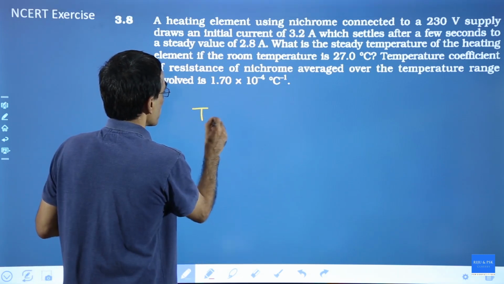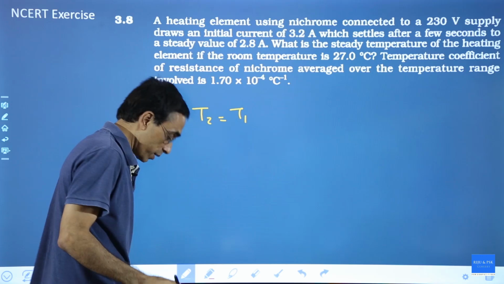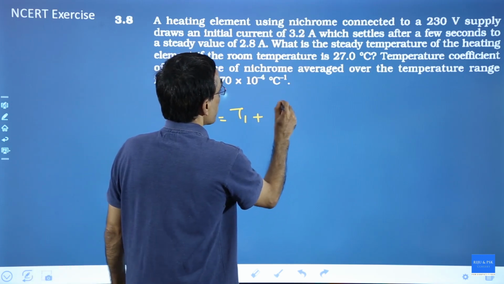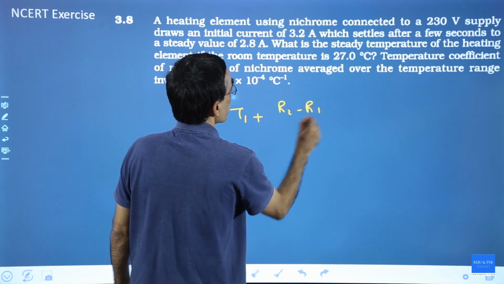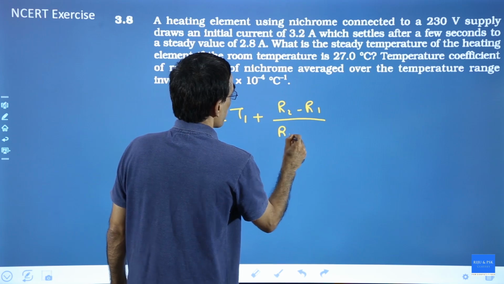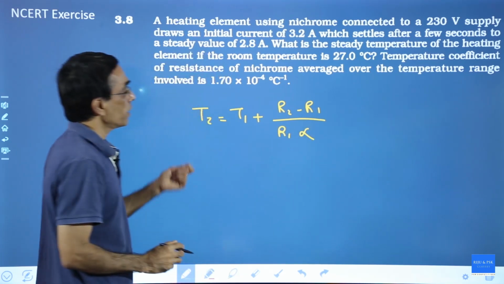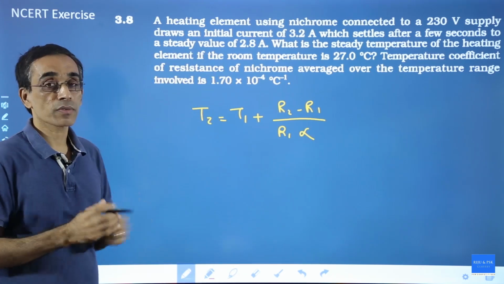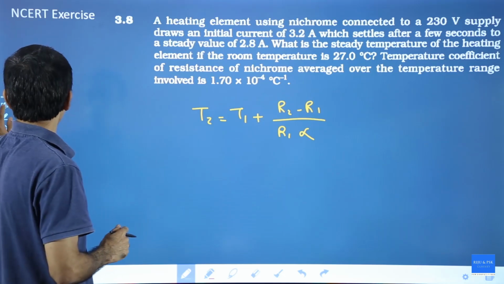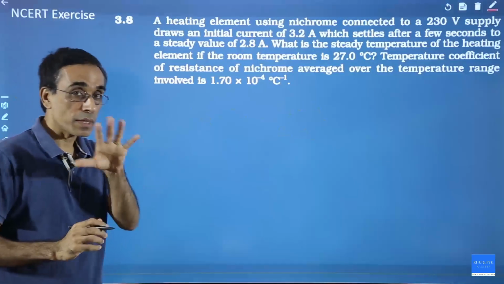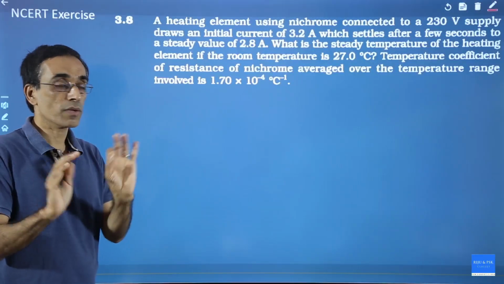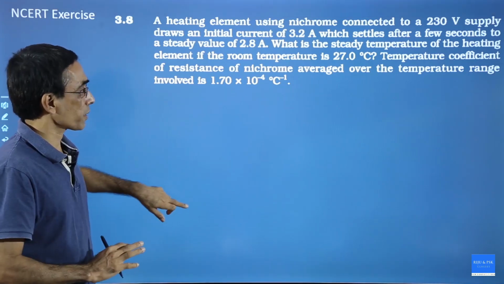That equation is T2 equal to T1 plus (R2 minus R1) by R1 into alpha. This is the equation that we can use. Again, an averaged value. So that's all about this area. Sometimes it becomes confusing, so practice very well and make your ideas clear.